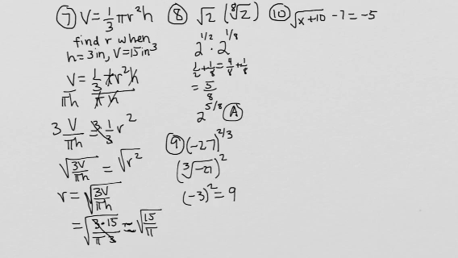Alright, for number 10, we're solving for x. It says what's the solution, so we're solving for x. So first thing we need to do is isolate the radical. So we need to leave this part right here by itself first. So in order to achieve that, we add 7 to both sides.